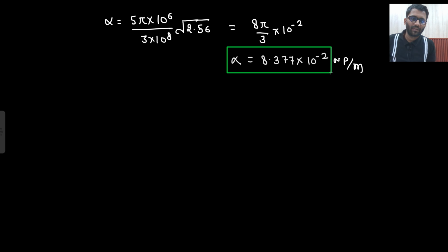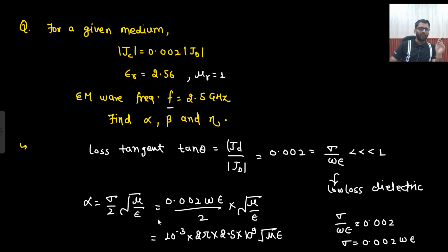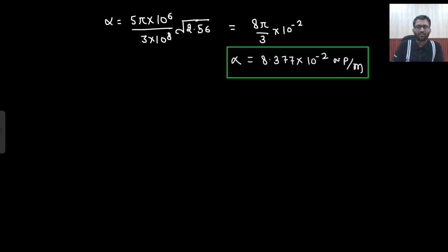Okay. So how smartly you do the calculation, that matters a lot. Here I did not put any value. I just thought that sigma and omega epsilon I can convert. So this is how I converted. 10 to the power minus 3, omega is 2 pi f, f is 2.5 giga, 10 to the power 9. Then epsilon is getting cancelled, so root mu epsilon you are getting. So c I can take outward and under root epsilon r. c is 3 into 10 to the power 8 and this is 5 pi into 10 to the power 6. So this is becoming 1.6, 8 pi by 3, 10 to the power minus 2. So yeah, this is the value of alpha.